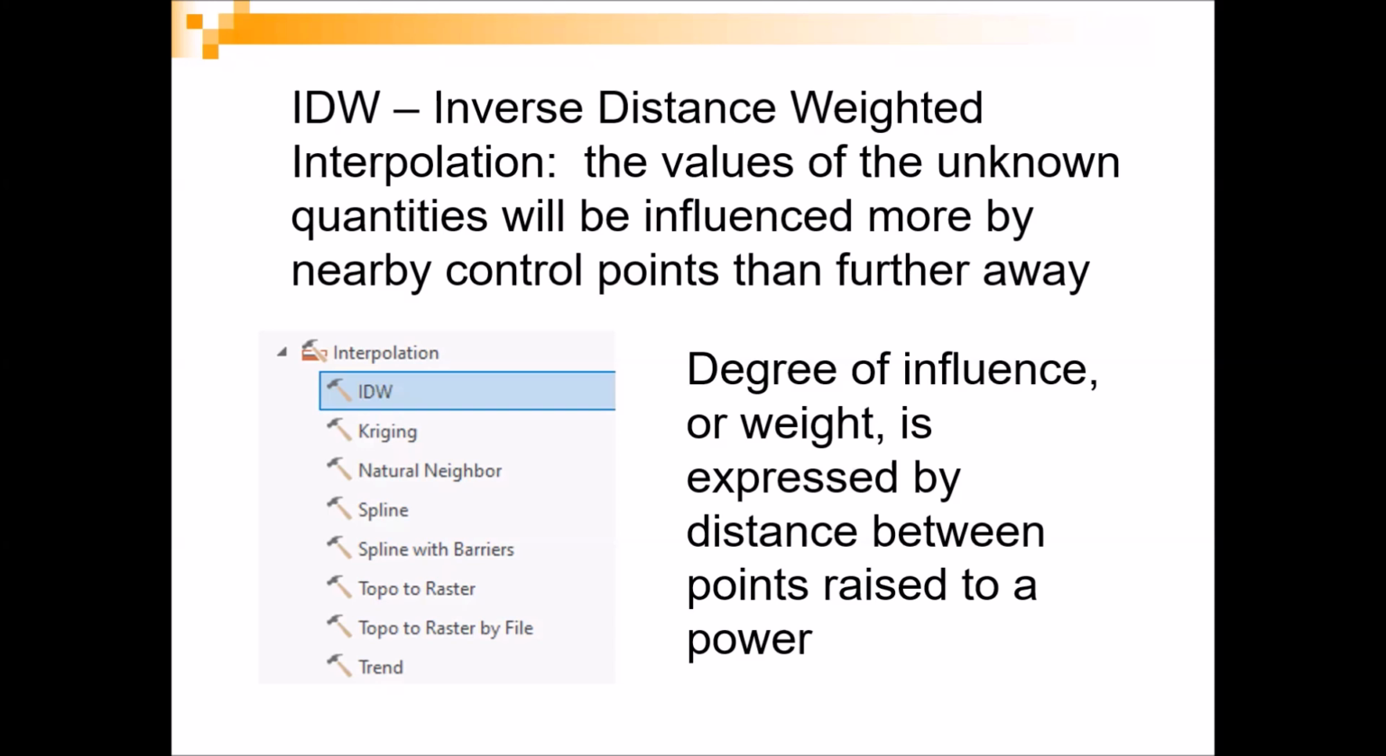Now, when we look at interpolation, we've got 6 or 8 of these different methods. I would encourage everyone to look at them, since we're not really going to talk about spline with barriers, topo to raster, and trend. I'm a big IDW person, but if you do some research, you might see that kriging and splining are better for weather data than IDW or natural neighbor. I also like natural neighbor because it's a calculation of a weighted average based on area. And IDW basically says, you're twice as close to me, so your value is going to have twice as much of an impact on mine.